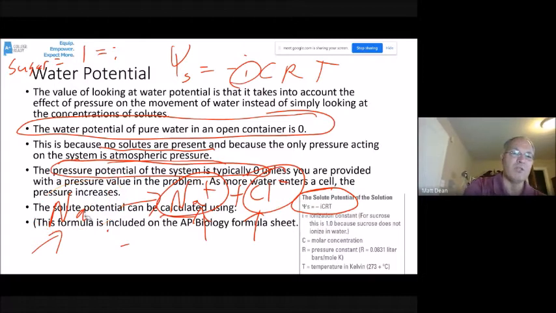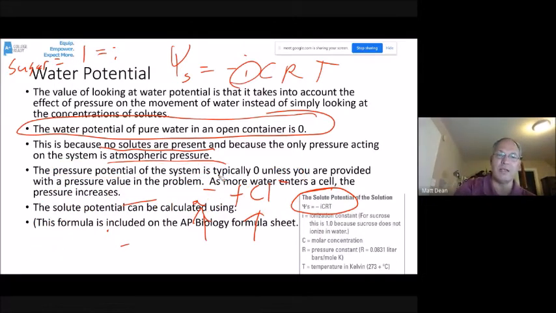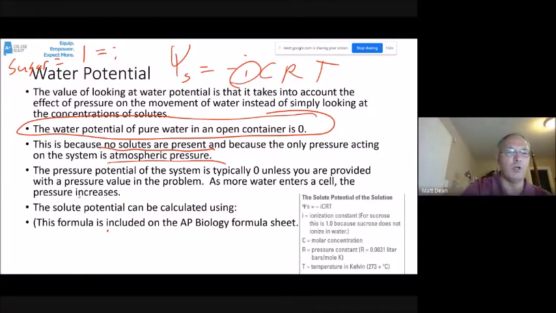Now, it could get confusing, and I've never seen them do this on the AP exam, but that doesn't mean they might not. Let's say we had a solute like aluminum chloride. Well, when that ionizes, that breaks up into an aluminum ion and 3 chloride ions.